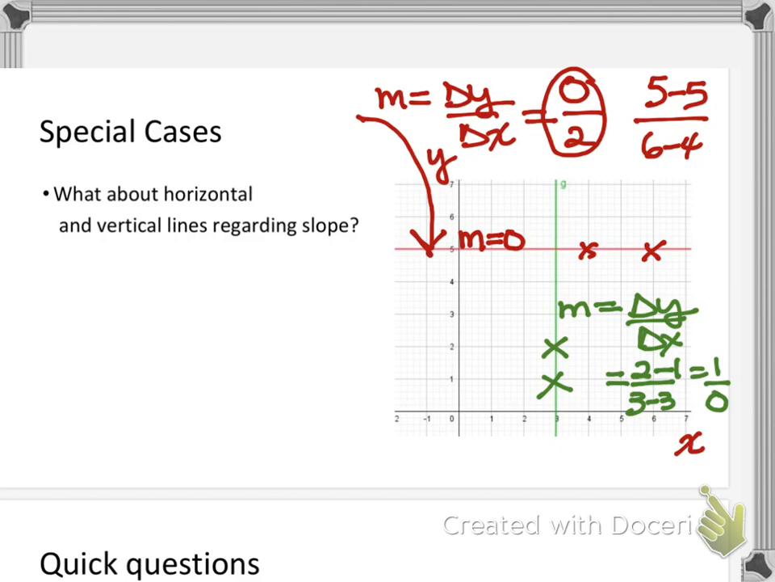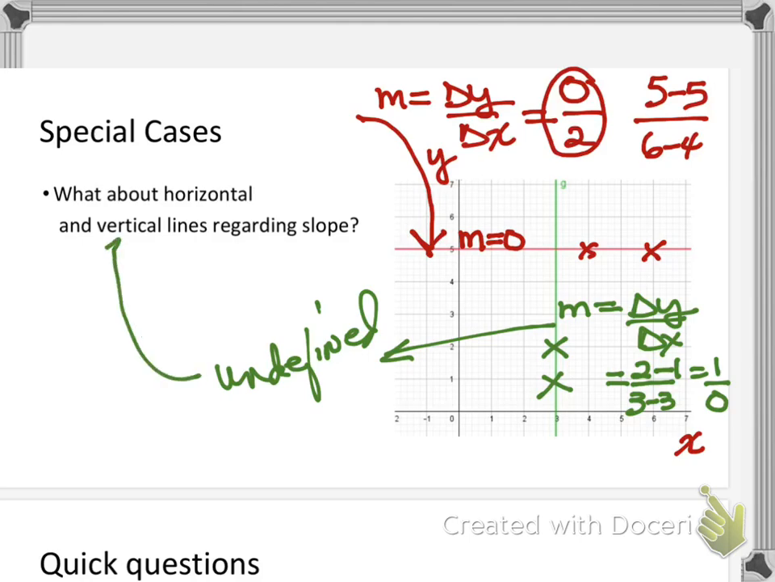So what happens is this is undefined. So your slope of a vertical line is undefined because when you try to do the equation, you force yourself to divide by 0. But in the other case, the case of the horizontal line, that slope equals 0. So don't get these two confused. And if you do get them confused, or if your students get them confused, do this analysis where you actually pick points and solve for it so that you don't have to necessarily memorize the fact that your slope is 0. Okay? So that's the special case, and let's go through some quick questions on the next slide.